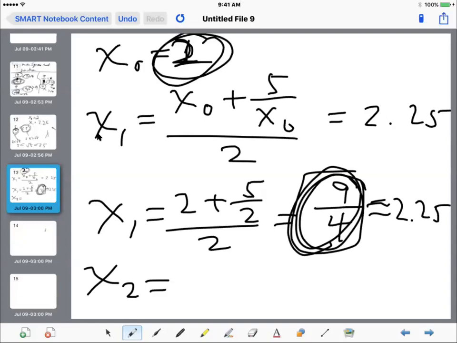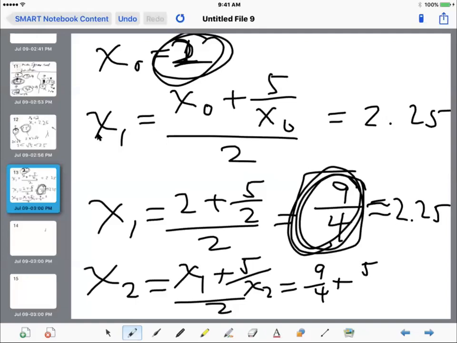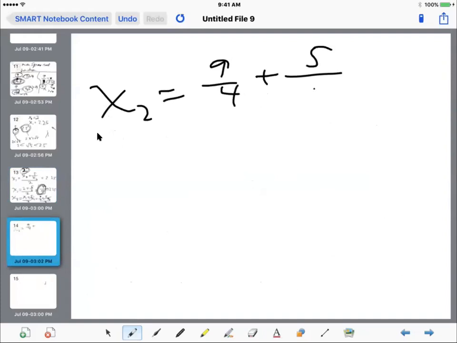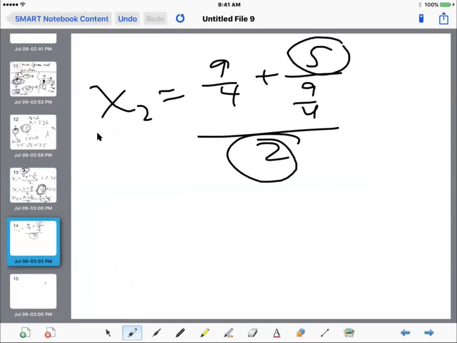That's right. Put the 9/4 everywhere with these two words. So first I'll write it as a formula. It's the old guess plus 5 over the old guess, over 2, which in this case is 9 over 4 plus 5 over 9 over 4, over 2. I'm going to do this on a new page. So x2 is 9 over 4 plus 5 over 9 over 4, over 2. This is always a 2, and this is just whatever it is I'm trying. Like if I was trying to get the square root of 7, I'd have a 7 up in this spot. But this two is always a two because it's taking the average, sort of halfway between the old guess and the result when you divide five by the old guess.